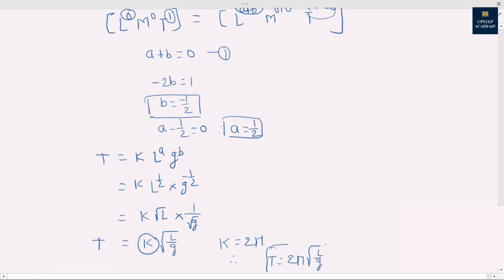So that is the final relation between the time period of the simple pendulum, the length of the simple pendulum and the gravitational acceleration, which we found out by using dimensional analysis. That is the second use of dimensional analysis.